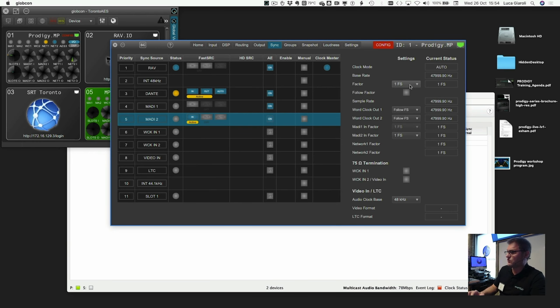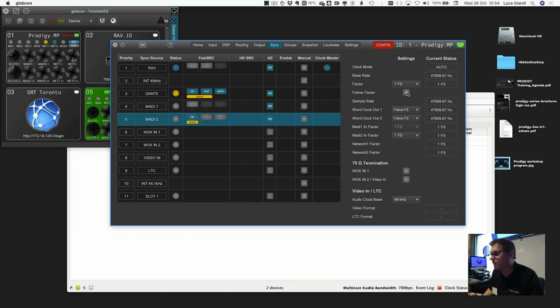So the first time I had to deal with the FS. Okay. FS is factor scale. So when you get the information of the Prodigy measured by the FPGA, it is always related to the 1FS. So if you get a 96 kilohertz word clock input, don't expect to read 96 here, but you will read 48,000 multiplied by 2. So the base rate is always referred to the 1FS. So if you get an 88.2, you will read 44.1 multiplied by 2.